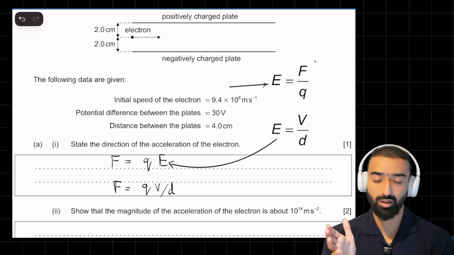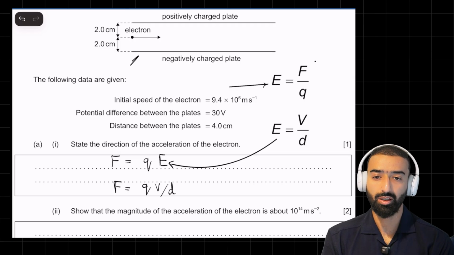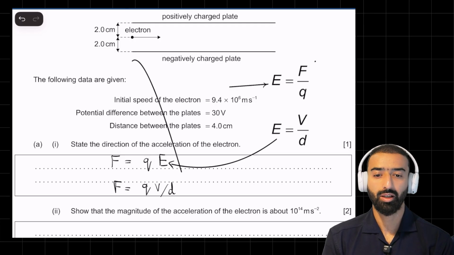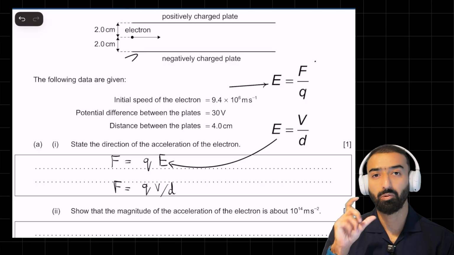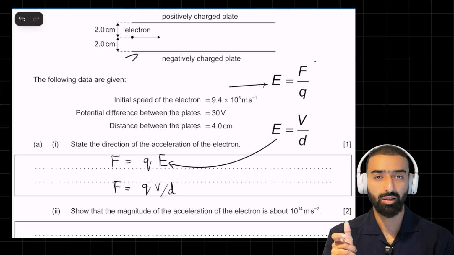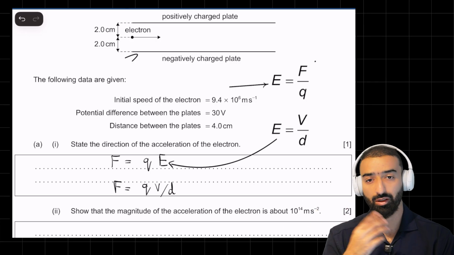Do we know the three terms? Yes, we know the charge of an electron. You can look it up on the data booklet. The potential difference V is given to us. It's 30 volts. The distance is 4 centimeters. Note that we need to convert everything into SI units. That is, centimeters must be pushed to meters. Let's try and do that.